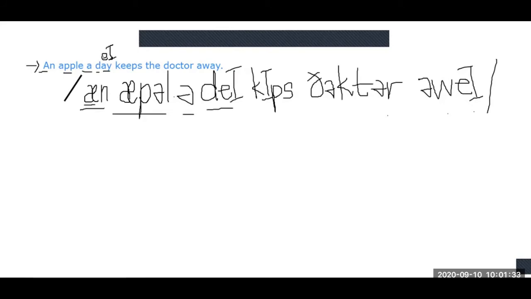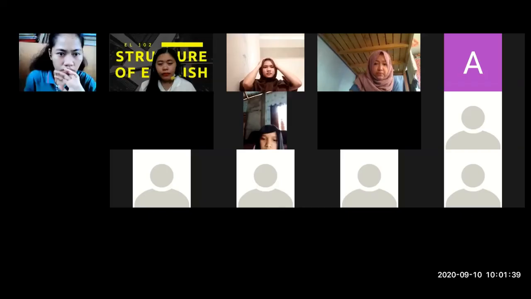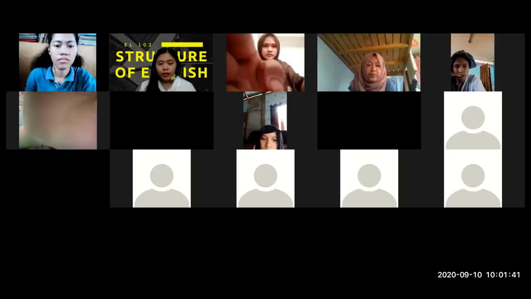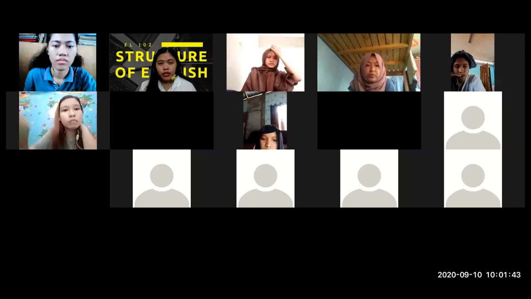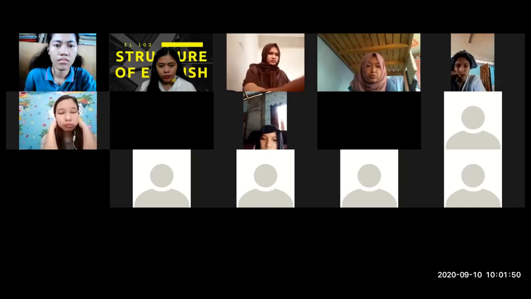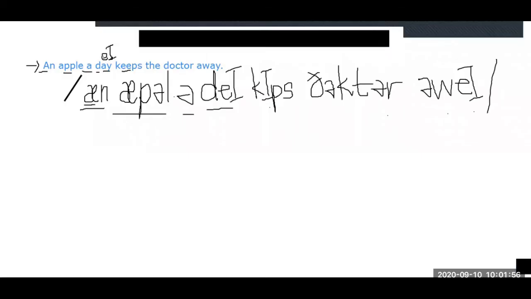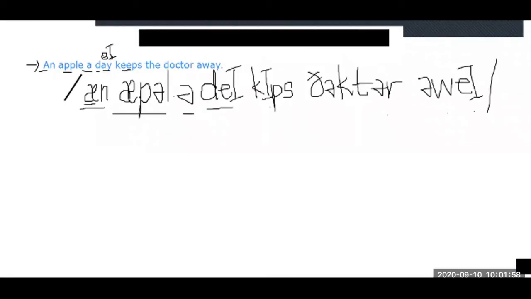This is a strong or short E, so I used the bigger one. And then for the keeps, it can be small I, depending on how you pronounce the word. Or basically, you just have to follow the regular sound for the words in English.